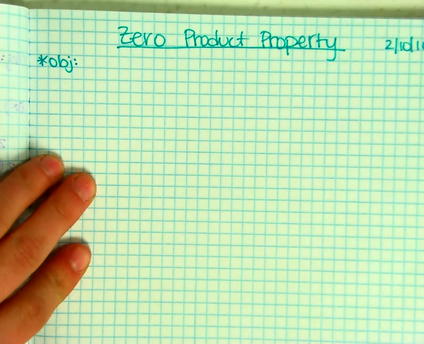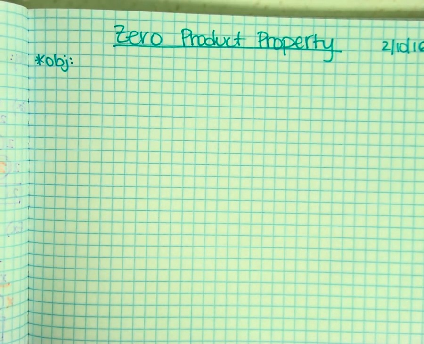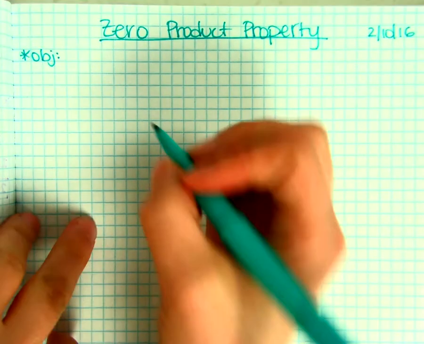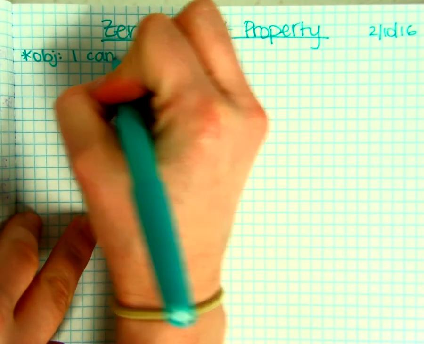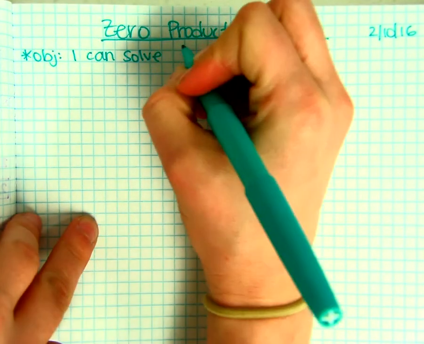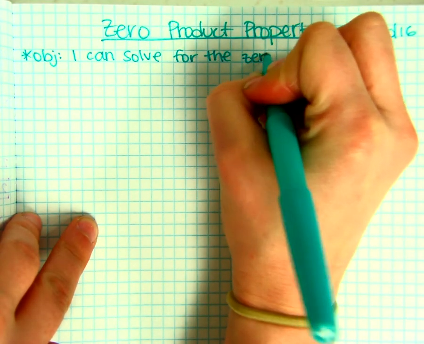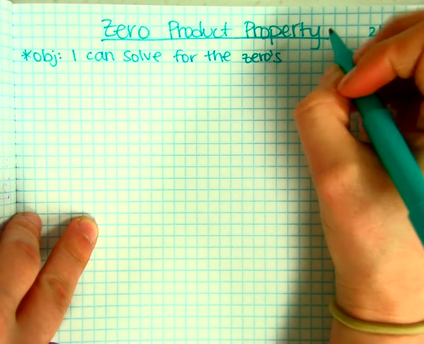Alright, so let's quickly go over our objective for today. Now that we know how to factor things, we can now use them to solve. We learned how to solve equations back in Unit 2. Today we're going to combine factoring and solving. So our objective is I can solve for the zeros of a quadratic equation.